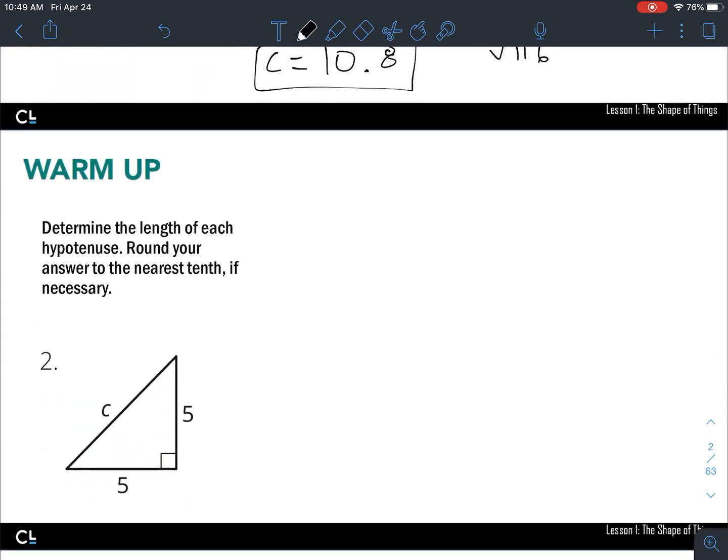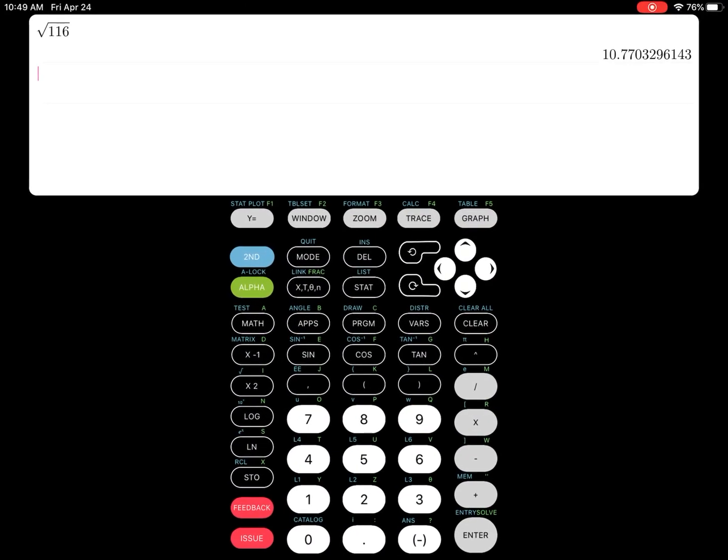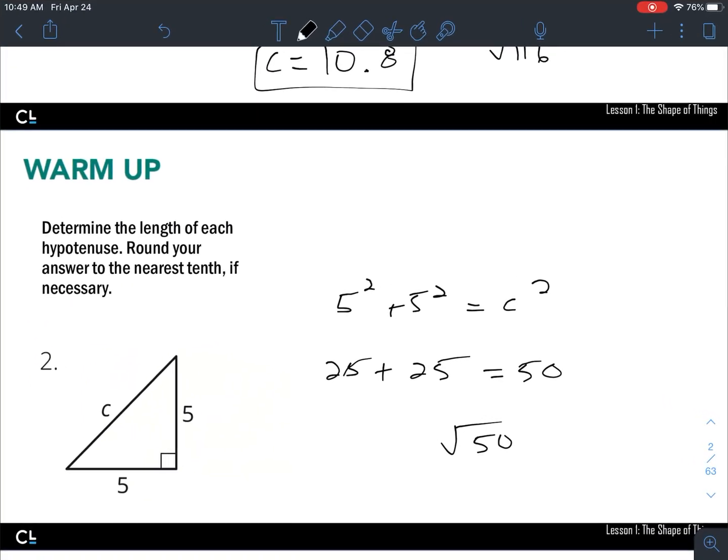Now this one, same thing, 5 squared plus 5 squared equals c squared. 5 times 5 is 25, plus 25 comes out to be 50. We do the square root of 50. Come back to our calculator, we hit second, the x2 again, type in 50, and it comes out to 7.07, which we round to 7.1. So C is equal to 7.1.